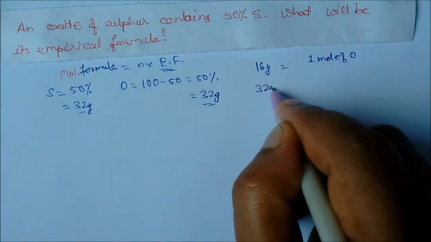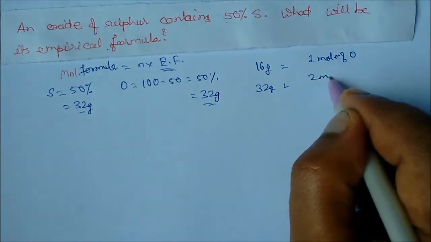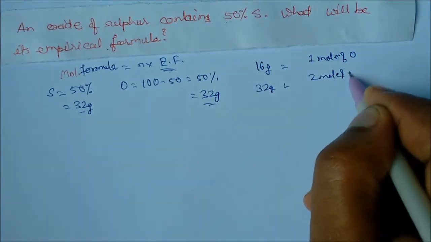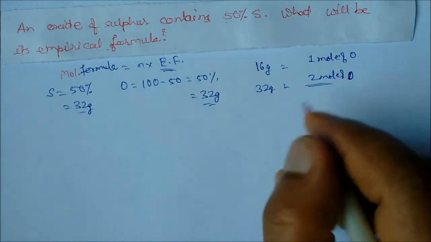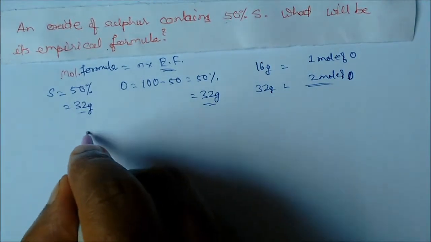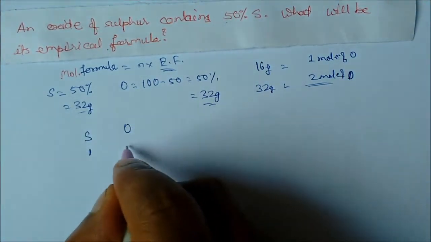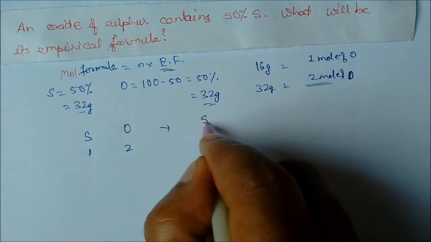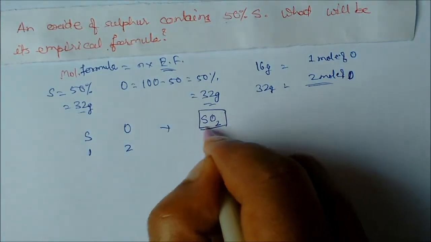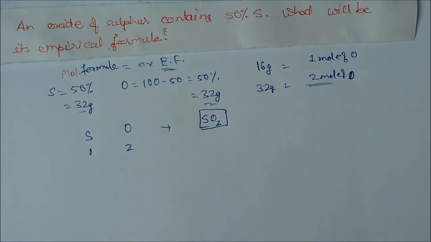So 32 gram oxygen we require 2 moles of atoms, so we are taking 2 gram atom. So sulfur will be 1 and oxygen will be 2. So the formula will be SO2. So this is the formula. Okay, now see the next question.